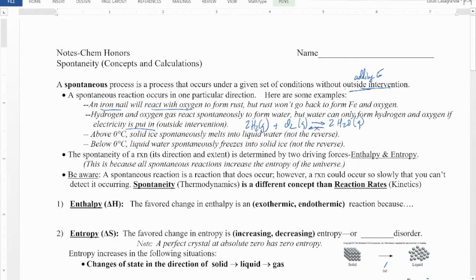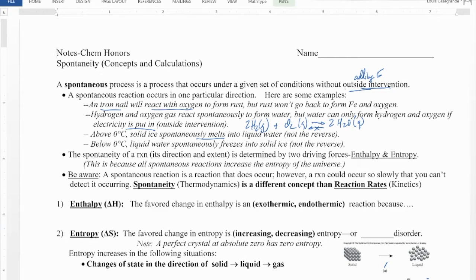Likewise, ice will melt if you put it above 0 degrees. That's a spontaneous process. You'll never get water to freeze above 0 degrees, at least not under normal conditions. And below 0 degrees, you'll see water spontaneously freezing into solid ice and not melting.